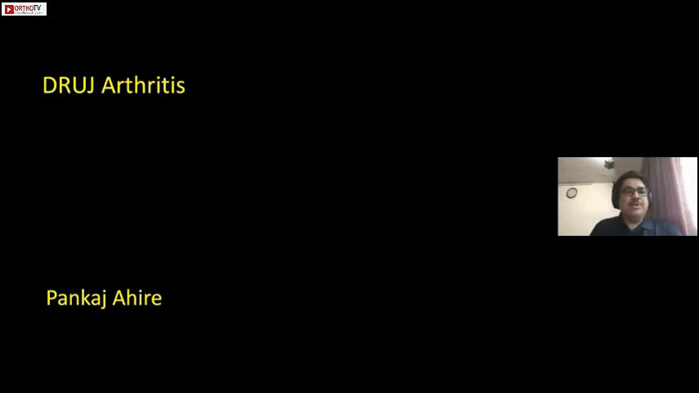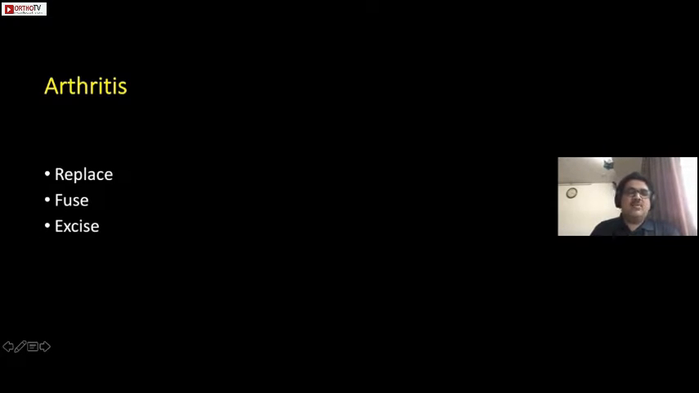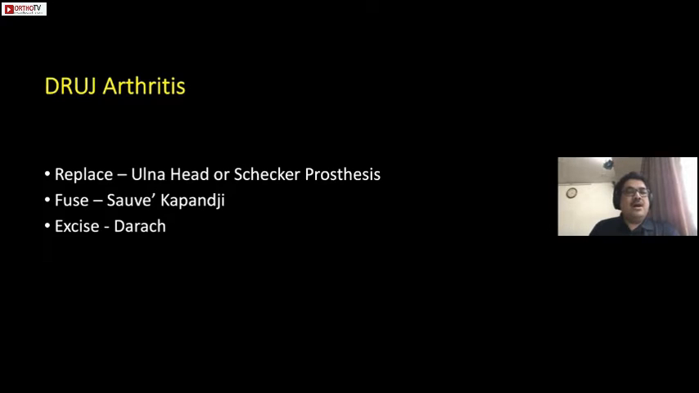The topic given to me is DRUJ arthritis. Really, if it is arthritis that I have to talk about, the topic is very simple. If there is any arthritis, it requires treatment either by replacement, fusion, or excision of the joint, and that would actually be the end of it. However, for DRUJ arthritis, the choices would be replacement, where you have ulnar head hemi or complete total replacement, or a Scheker's prosthesis, a DRUJ prosthesis; fusion in the form of the Sauvé-Kapandji procedure; or excision in the form of the Darrach procedure. And that would be the end of this talk really.